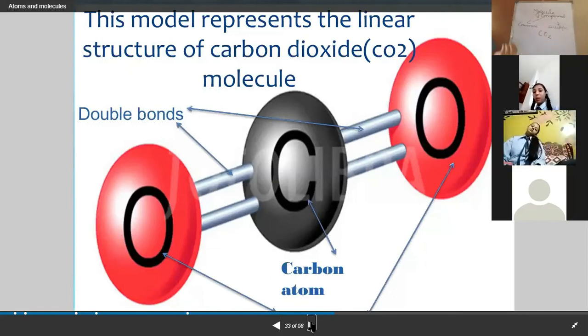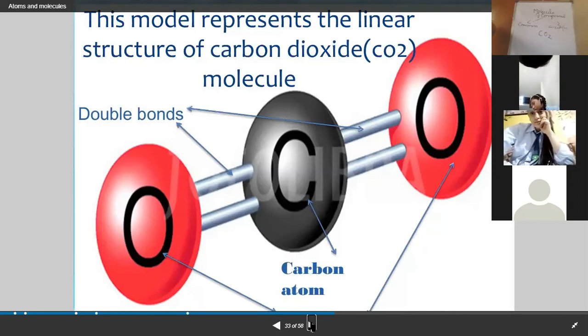Is there any rule? Yes, this is the rule. While naming a molecule of a compound, the less electronegative element is to be named first, followed by the more electronegative element. Now, the question is, what is this electronegativity, right? Let me explain it to you.